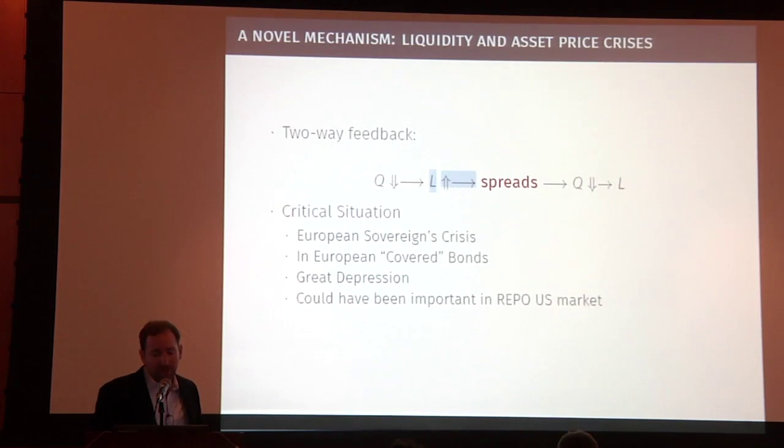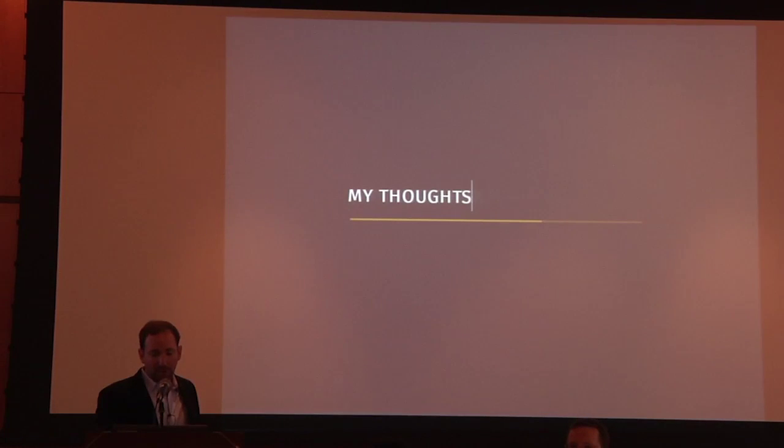And this seems to be critical for studying the cost of the sovereign debt crisis in Europe, the lack of collateral for open market operations in Europe during the last crisis. A similar thing was talked about during the Great Depression, and perhaps repo markets are a good other example. So these are my thoughts on the model. They're not necessarily criticisms. They're things I think about when I read papers like this one.